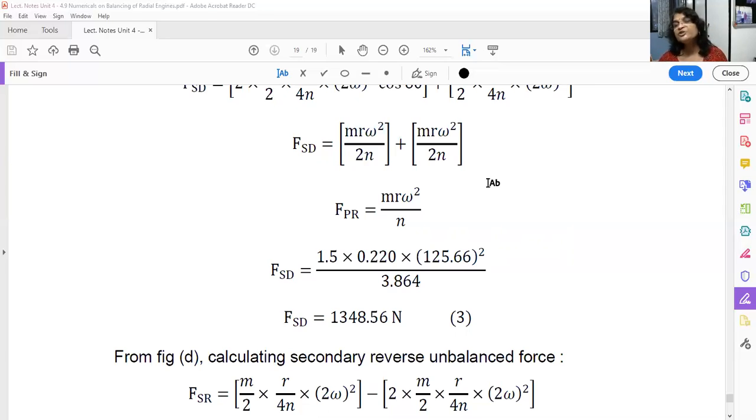Here we have finished unit number 4, that is balancing unit completely. Okay, so we have studied balancing of multi-cylinder inline engines, and we have studied balancing of radial engines, and before that one we have also studied balancing of rotating masses. Okay, so these are all graphical methods. Thank you very much.